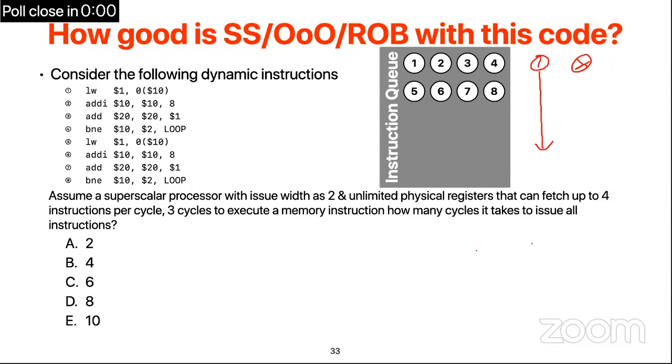So this is 1 cycle, this is 2 cycles, this is 3 cycles, this is 4 cycles. So I would say 3. It takes 3 cycles to get its result.